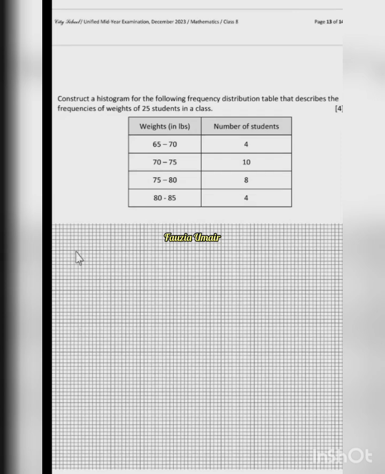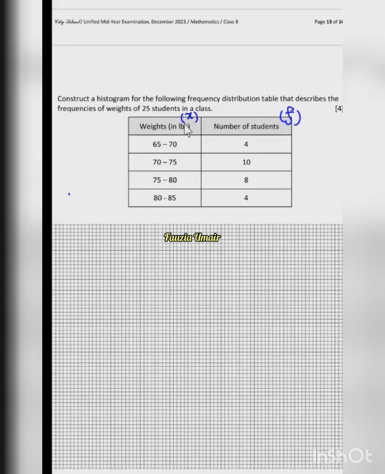The last question is basically a question where you need to construct a histogram. So we need to put these values and create a histogram. So first of all, which one is X and which one is F? What do you think? Number of students or their weight? Number of students is F. That's right. So number of students is F and weight is X.